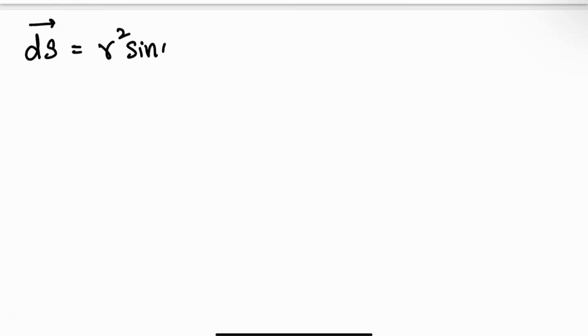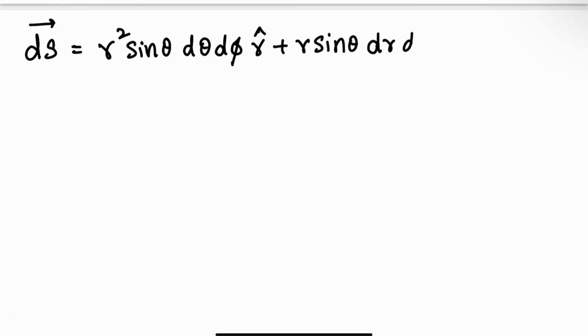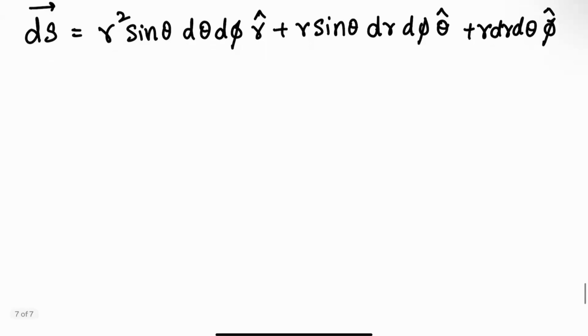It's r squared sine theta d theta d phi r hat plus r sine theta dr d phi theta hat plus r dr d theta phi hat. Okay, so let's break this down. This is probably the hardest part of this video.